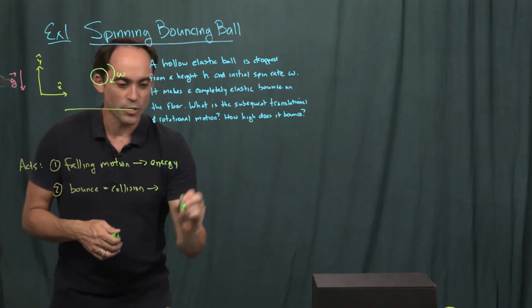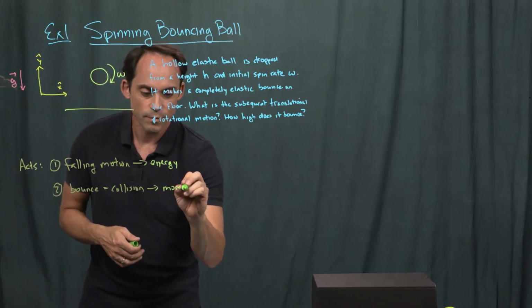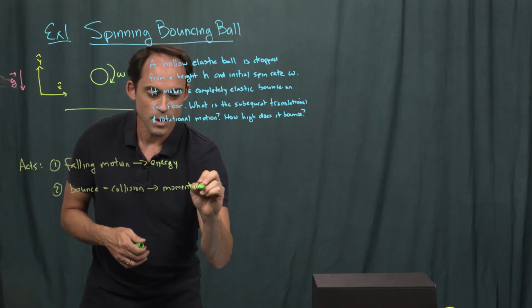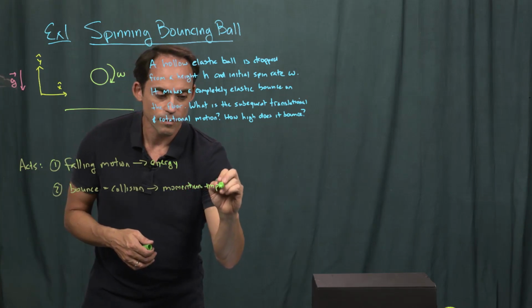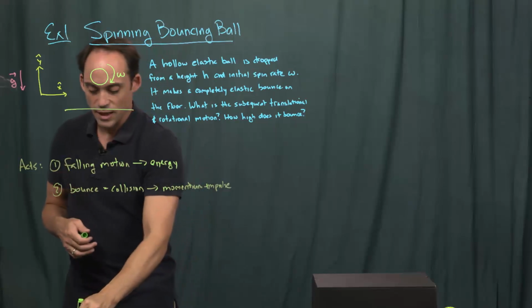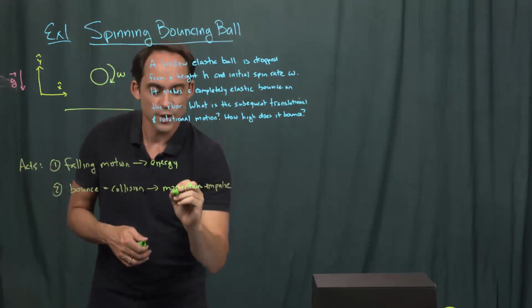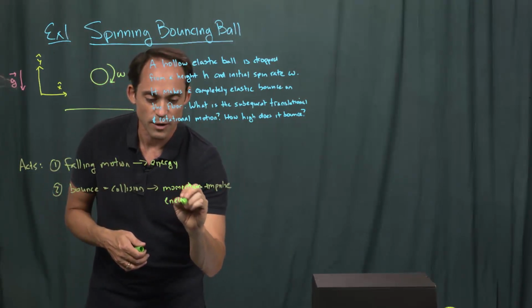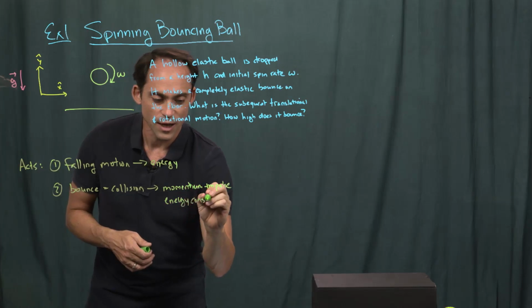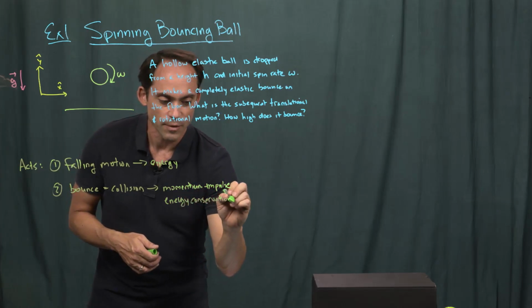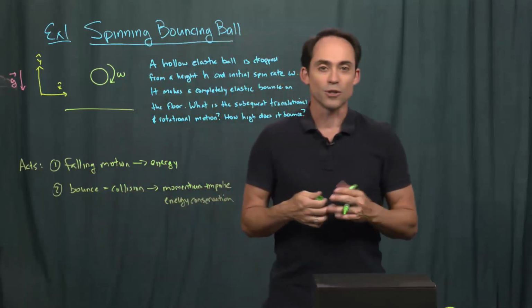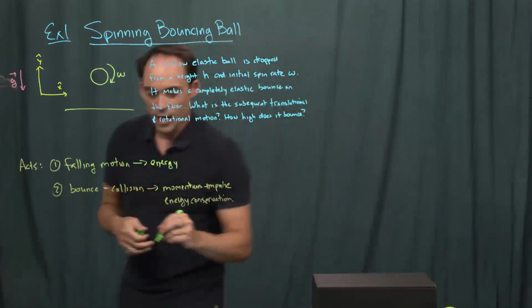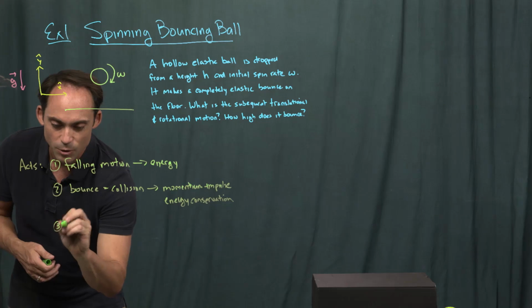And so we're going to use both our momentum impulse, and because it's an elastic collision, we can also look at energy conservation as well, and specifically conservation of kinetic energy, since an elastic collision conserves the kinetic energy. All right, and then we can look at the subsequent motion.